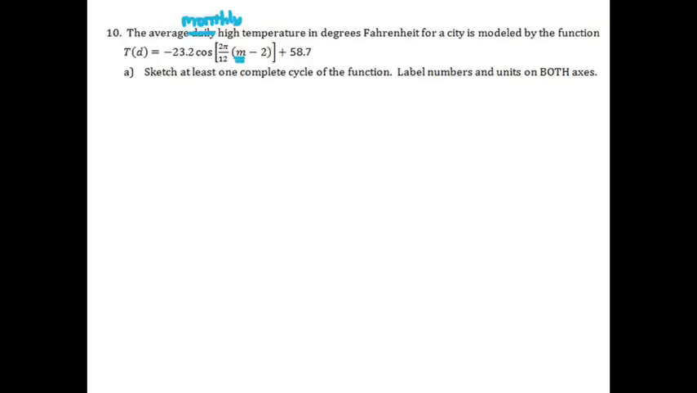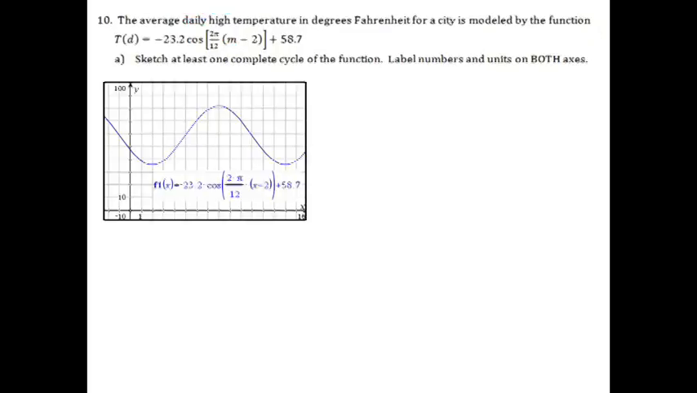So we're actually looking at an average monthly high temperature in degrees Fahrenheit for a city being modeled by this function. And we're asked to sketch at least one complete cycle of the function, labeling numbers and units on both axes. Now you do have a calculator for this question, and if you want to type it into your calculator, you're going to get a graph that looks like this. But still we need to make a pretty good sketch of our own with good labels on the axes.